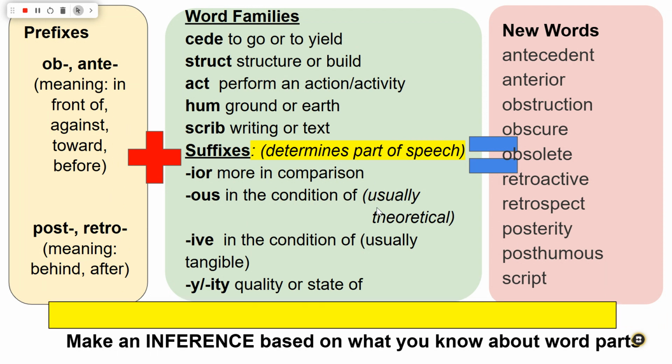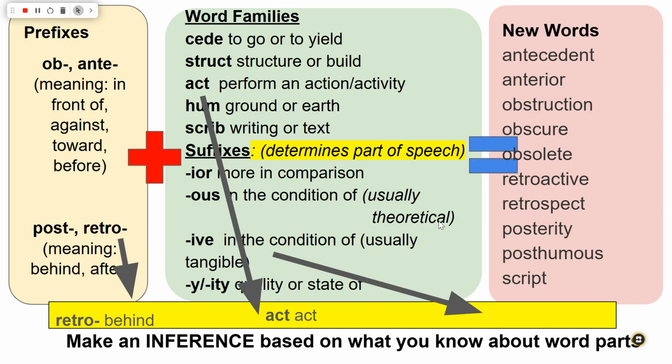The next word I want to go over with you is retro, which means behind, act, and iv, or tiv, which is in the condition of. So for the word retroactive, we're going to have something along the lines of behind, an action, and the condition.